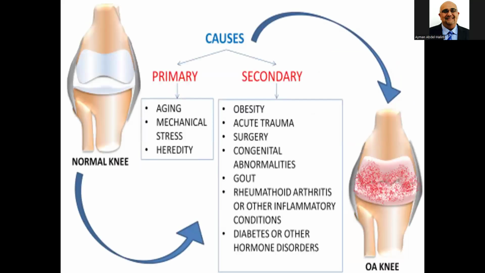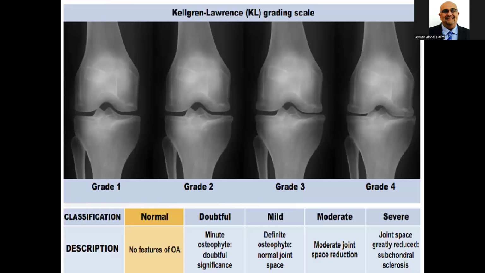Primary, related to aging, mechanical stress, hereditary. Secondary, related to obesity and trauma. Kellgren-Lawrence grading scale for knee osteoarthritis. It goes from grade 1 to grade 4. I would like to explain that osteoarthritis is partly degenerative and partly inflammatory.